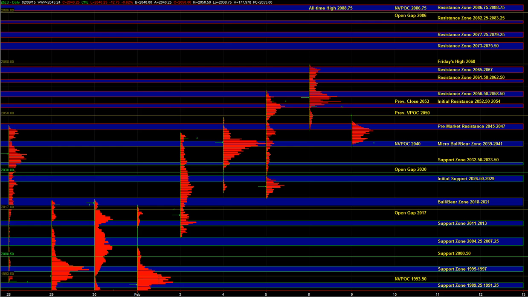And then if we can break out above 45 to 47, we can quite easily test the previous VPOC at 2050 and then the initial resistance zone at 52.5 to 54. So that would be the primary upside objective on the day time frame in the event that the market can hold at 39 to 41. 52.5 to 54 would be the main upside objective, as well as the prior VPOC at 50.